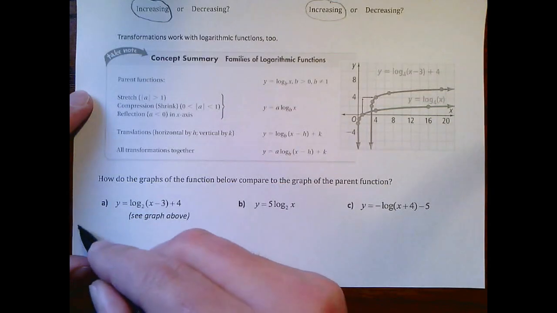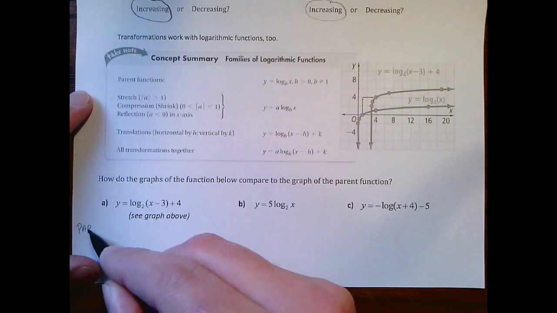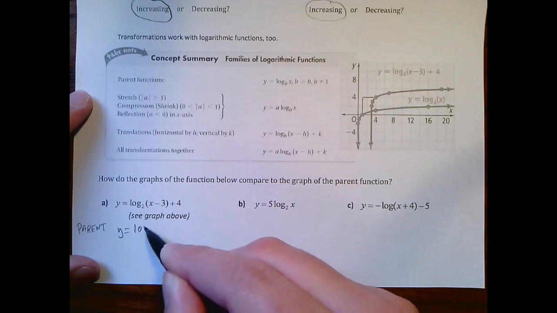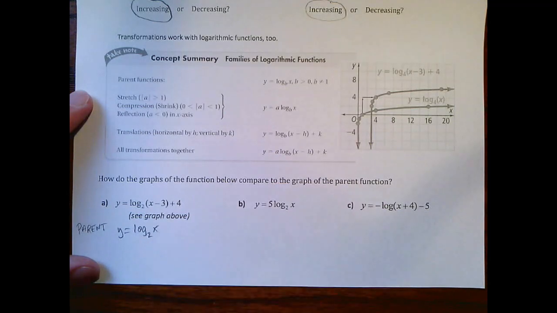Well, the parents, so maybe I can just write it one time here, so that way we can do it for each one. The parent in this case is just y equals log base 2 of x. How many transformations do you see?